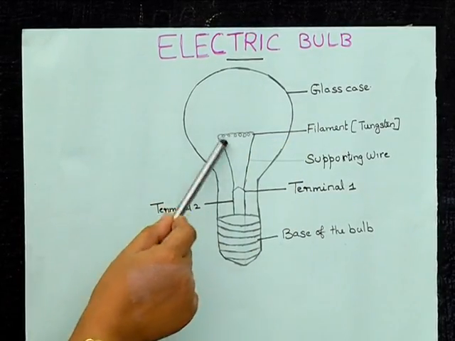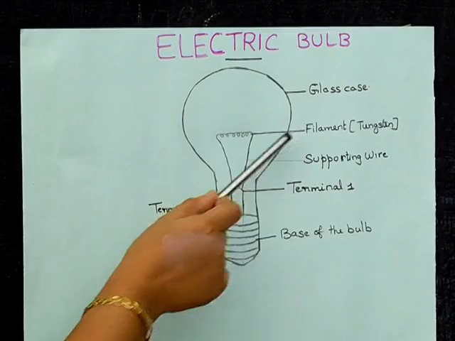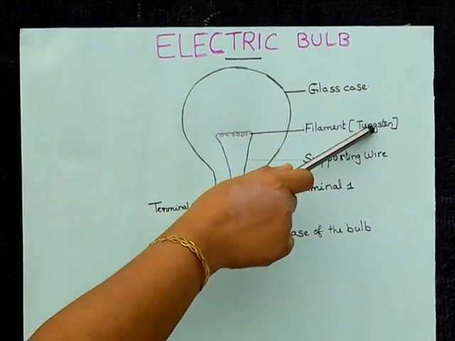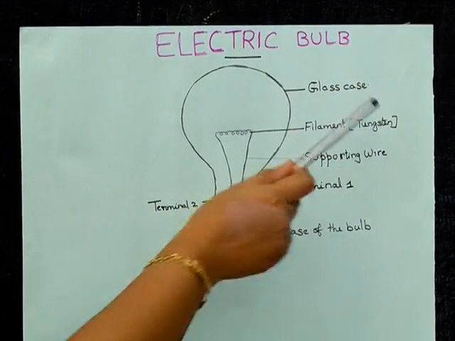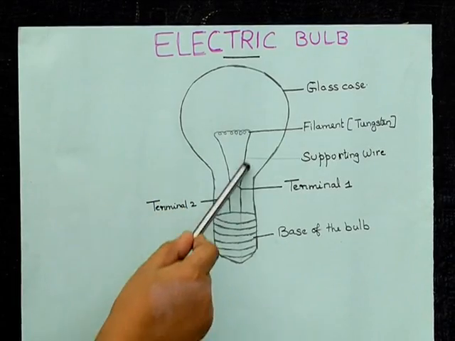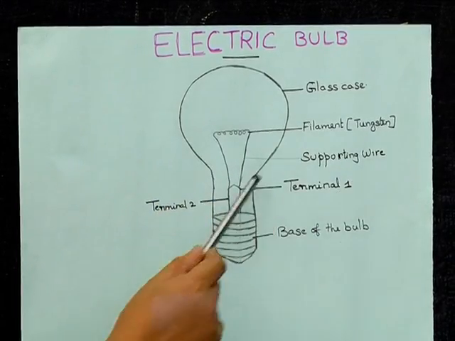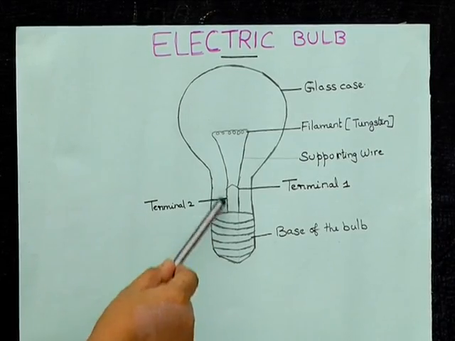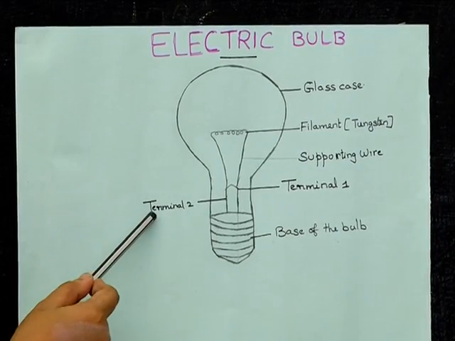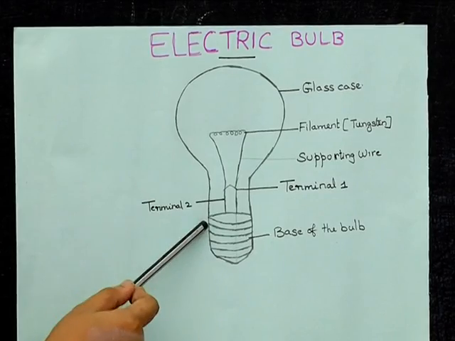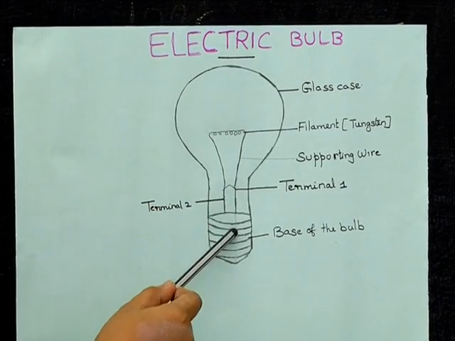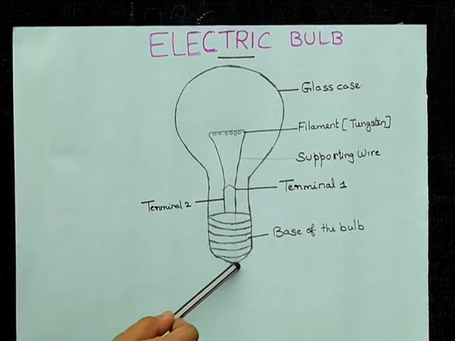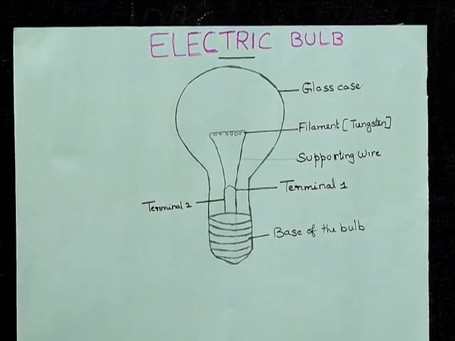After that we have a coiled tube. This coiled tube is known as the filament, which is made of tungsten. Next we have the V-shaped supporting wire. This V-shaped supporting wire is connected to the lower end: one wire is connected to the side of the bulb, whereas the other is connected to the base of the bulb.